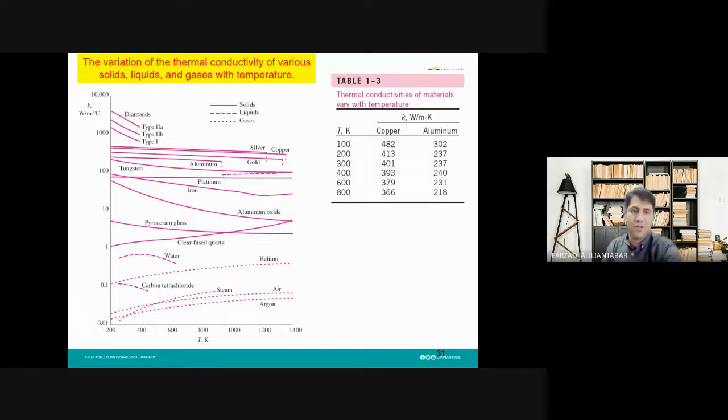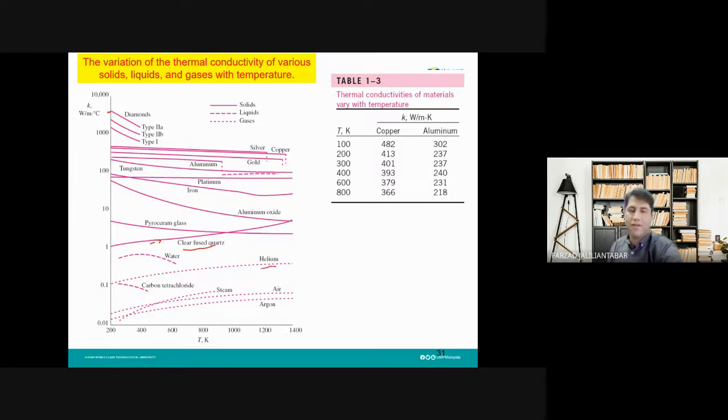For example, you can see for diamond, when the temperature is 200 Kelvin, the k is this much. But with increase of the temperature, the thermal conductivity is reduced. And for some materials, when temperature is increased, thermal conductivity is decreased. But for some materials, like this one, you can see when the temperature is increased, thermal conductivity is also increased. All of these values are measured experimentally.